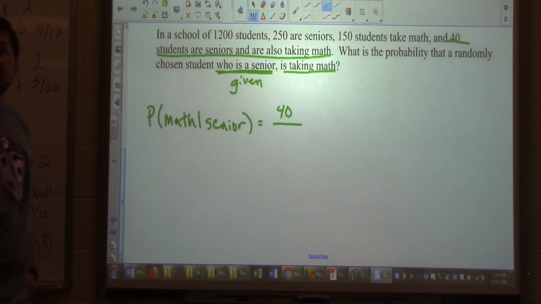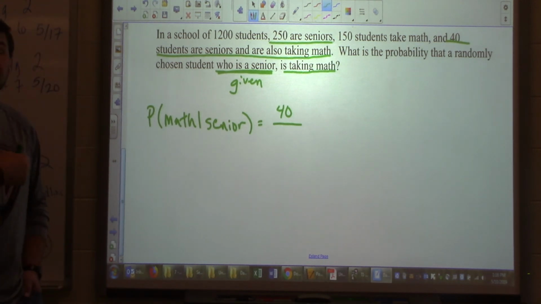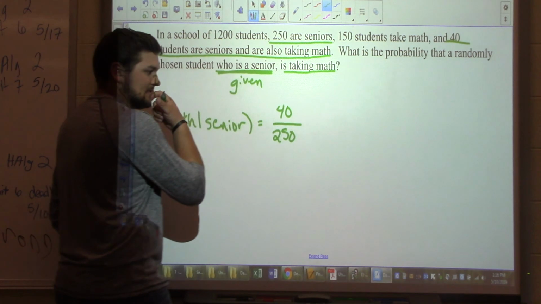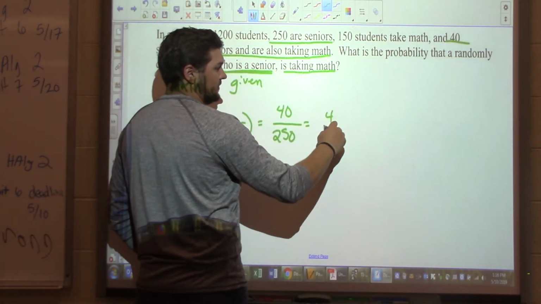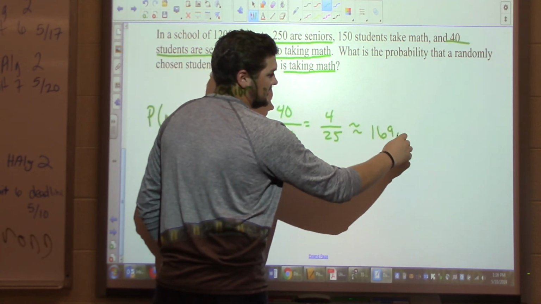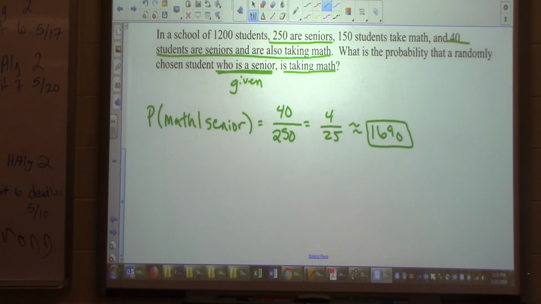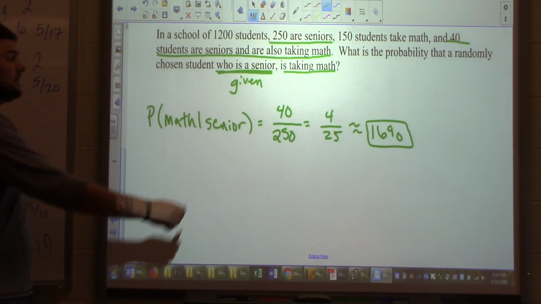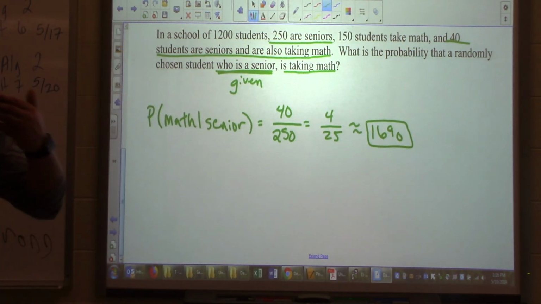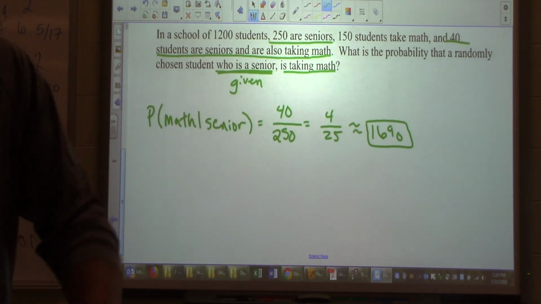How many are seniors, Patrick? 250. That's my given, so that's the sample space I'm using, out of 250. So that reduces to 4 over 25, which is approximately 16%. Does that make sense? So they're given their seniors, so that's our sample space, 250. 40 of them take math, so the probability is 40 out of 250. Done. Okay? Done. Finito.